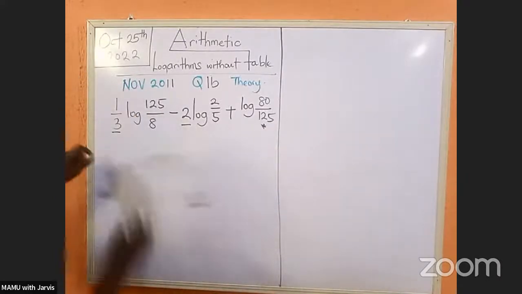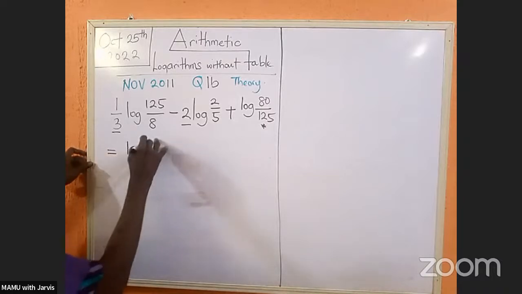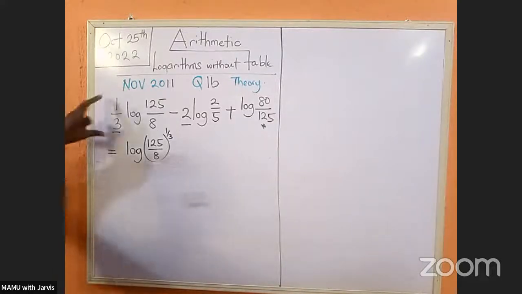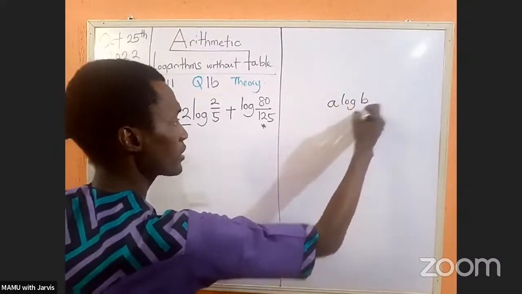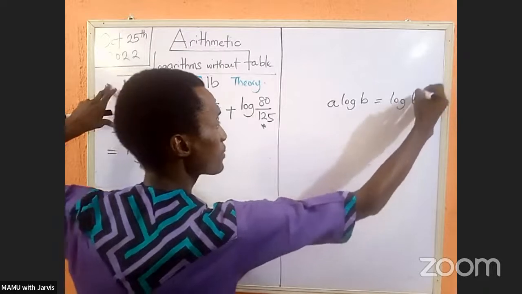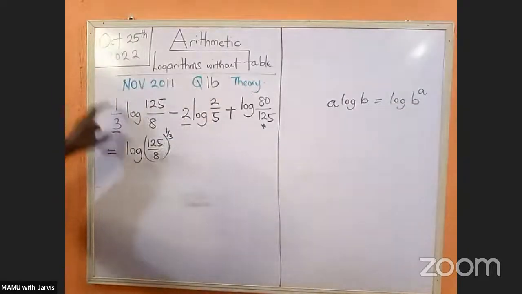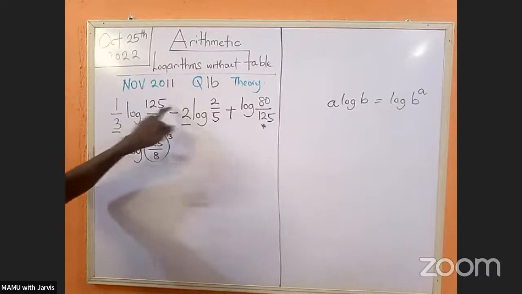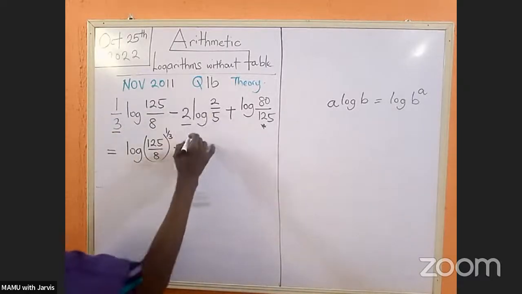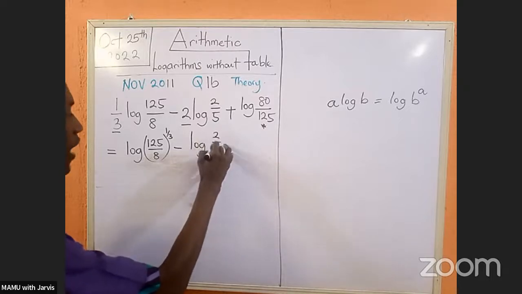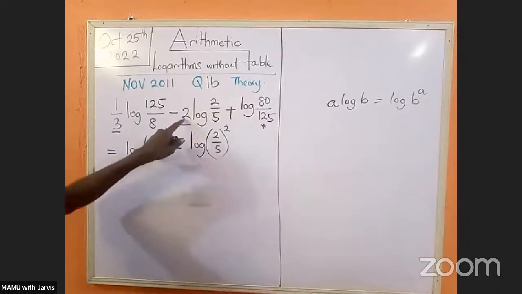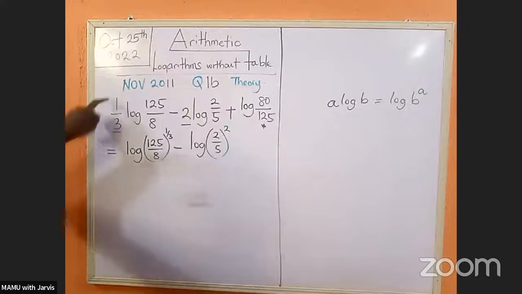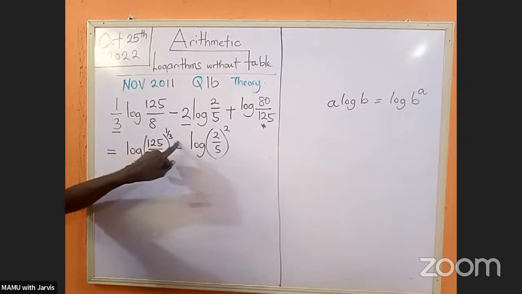So let's pick them one after the other. This will be equal to log 125/8, all raised to the power of 1/3. I hope nobody's in doubt on this. If I have A log B, this would imply log B raised to the power of A. So that's what I've done. This is essentially a power with respect to this number. Minus, I take care of this also, this will be log 2/5, all raised to the power of 2. Notice that here I said to the power of 2 because the number here is 2. Here the number is 1/3, so it will be raised to the power of 1/3.